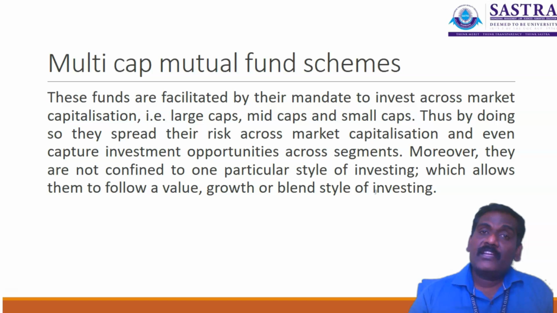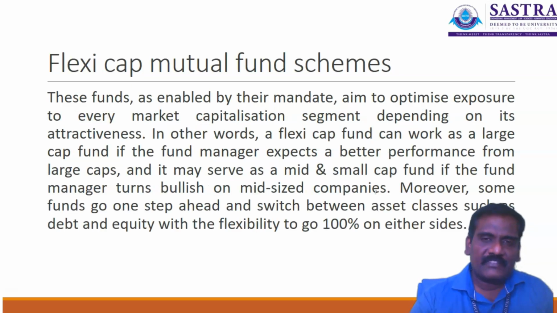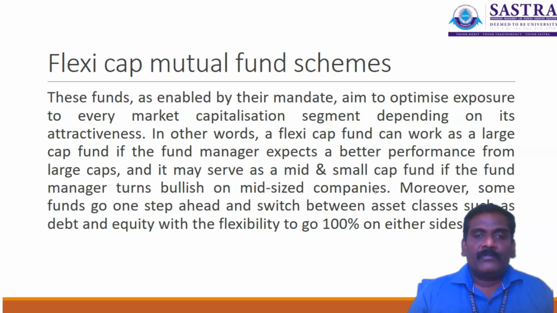Hence, 30% is going to invest into small capitalized companies and the remaining 30% is going to invest in medium capitalized companies. So the proportion of investment is spread across the different capitalized companies in the market. We call it multi-capitalized funds. These are the funds we call flexi-capitalized mutual fund schemes.